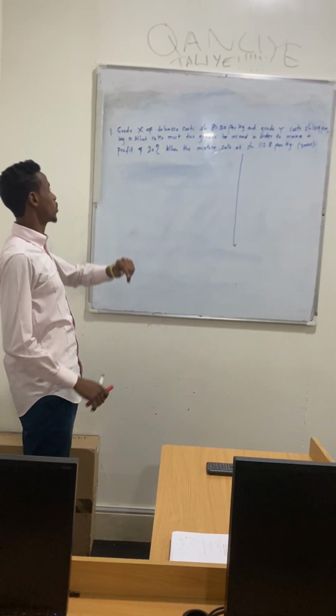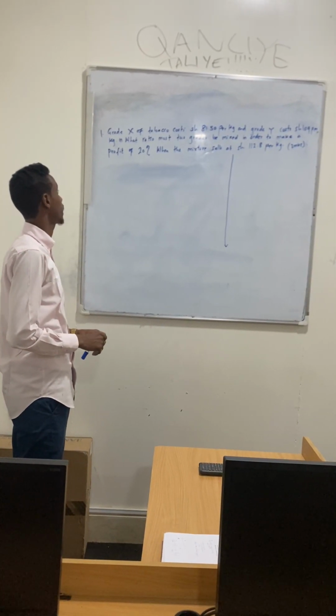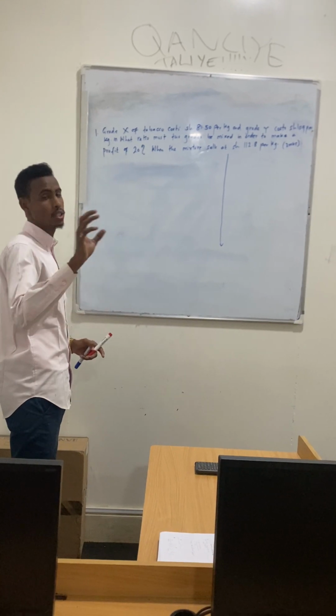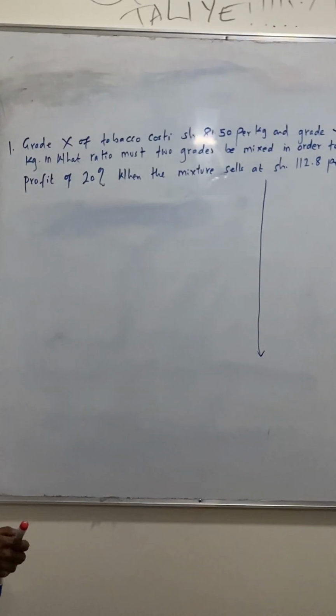Now, grade X of tobacco costs shillings 81.5 and grade Y costs shillings 109 per kg. In what ratio must the two grades be mixed in order to make a profit of 20%?